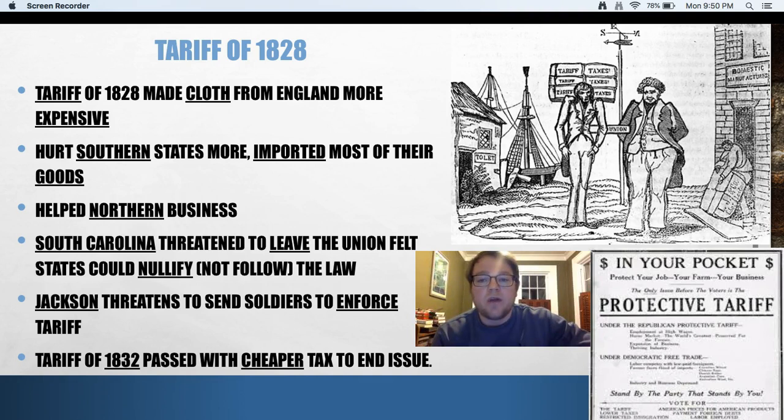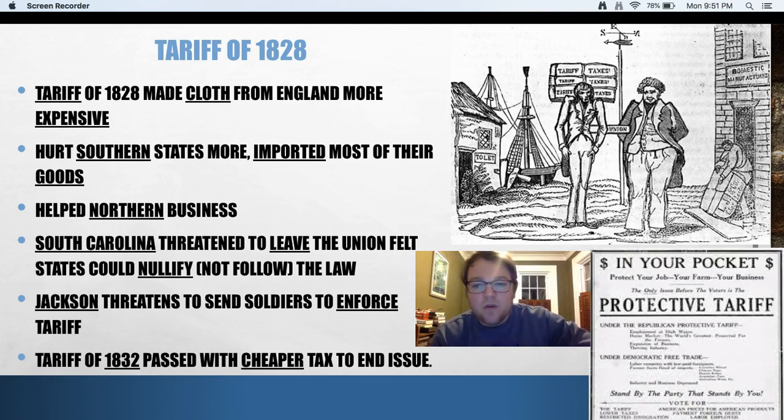South Carolina, however, took a very unique position. They threatened to leave the Union. They felt the states could nullify, or not follow, a law if they thought that law was unconstitutional. South Carolina deemed the Tariff of 1828 unconstitutional and felt that the states themselves could go against it.